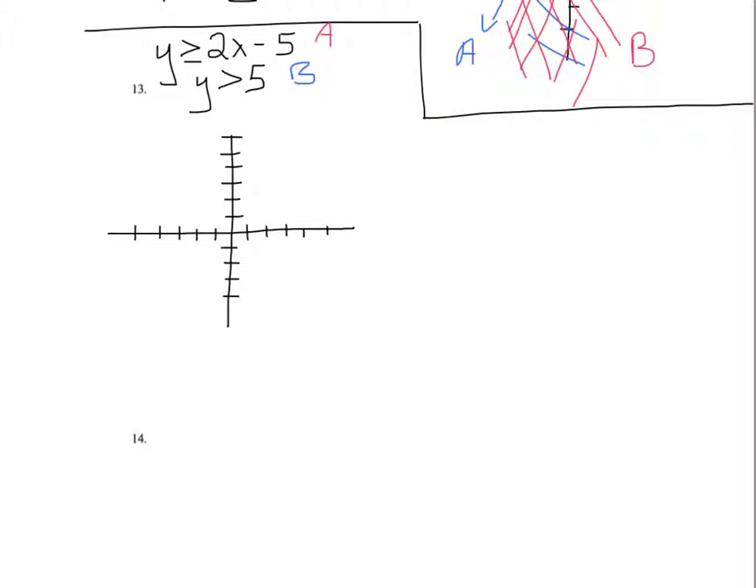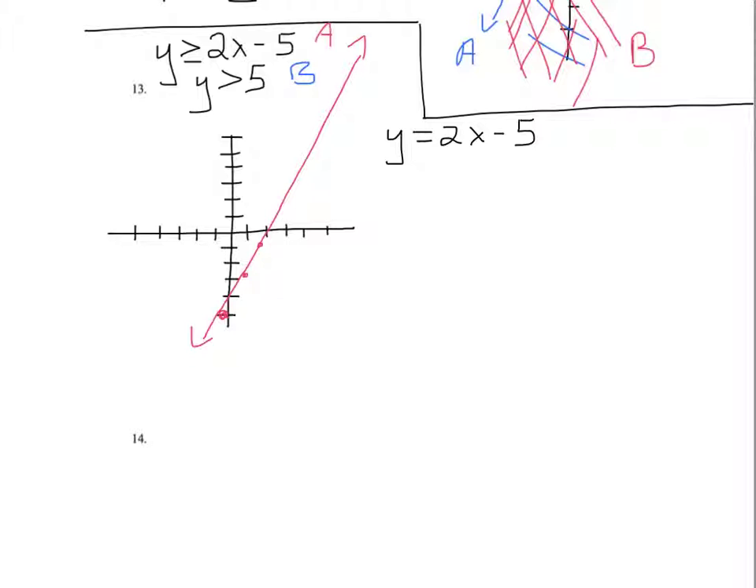All right, so number 13. Graph A, y is greater than or equal to 2x minus 5. I can write it as a linear equation. So y equals 2x minus 5. The y-intercept is at negative 5. So whoops, I got to put one more hash mark down here. My slope is 2, so I go up 2 over 1, up 2 over 1, and it's going to go up fairly steep like so.